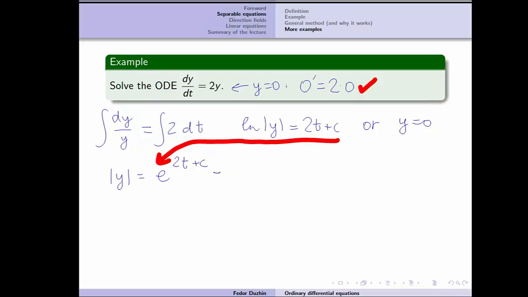And then this is of course the same as e to the power 2t times e to the power constant. That's the absolute value of y. But y itself is going to be plus minus this thing, because this is the absolute value of y, it is always positive, but y itself may be positive or negative. So I will write plus minus e to some power c times e to the power 2t.